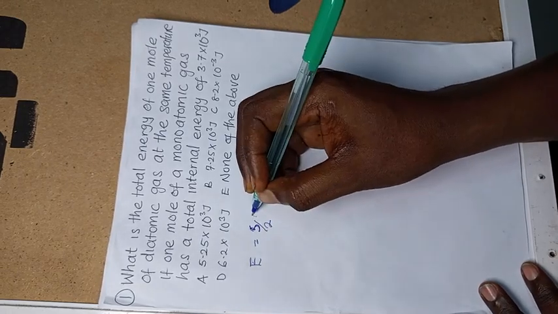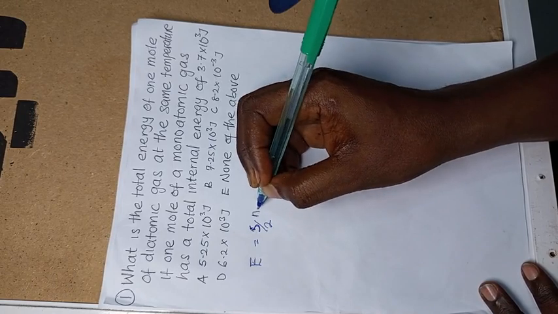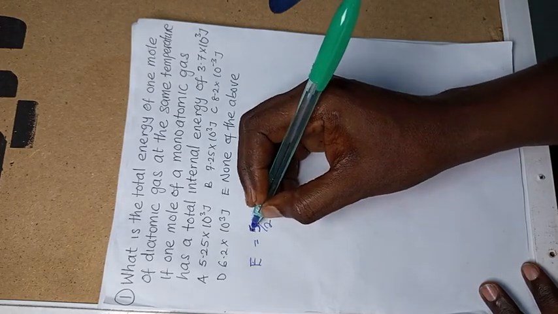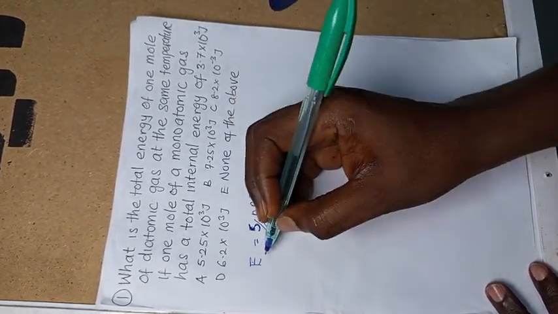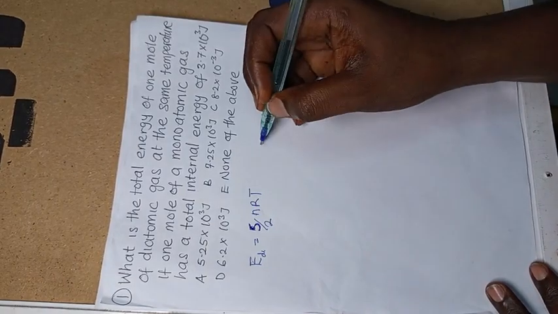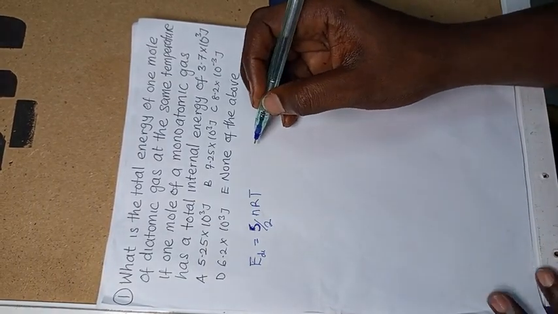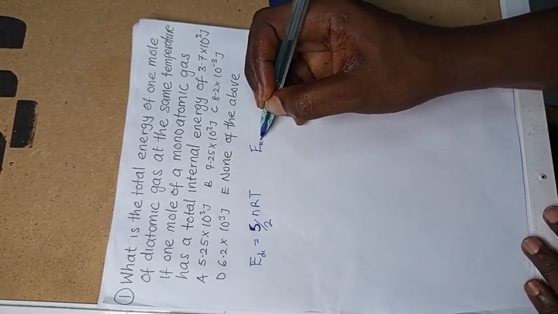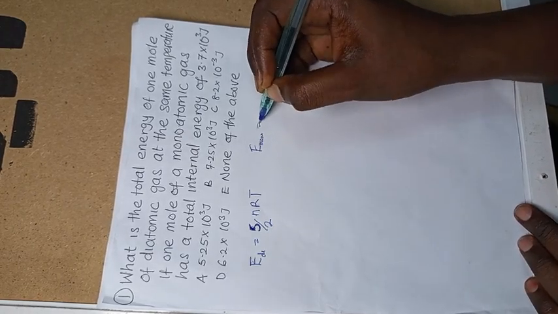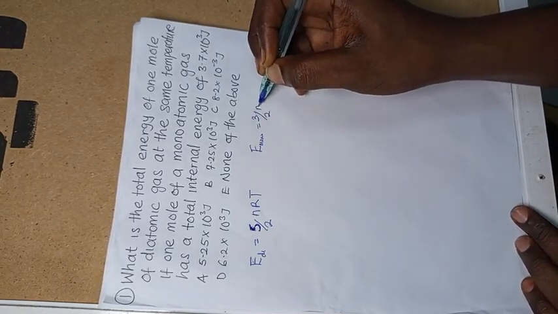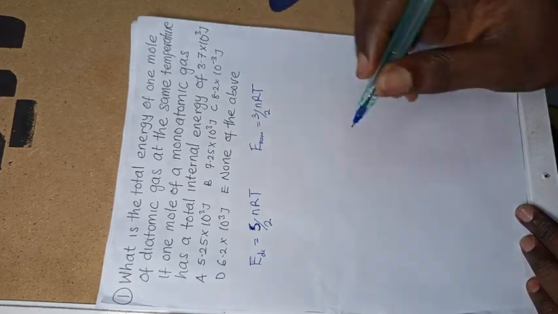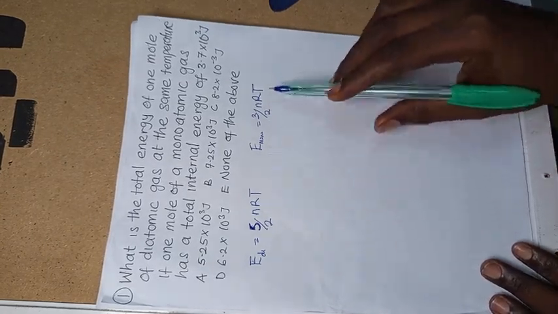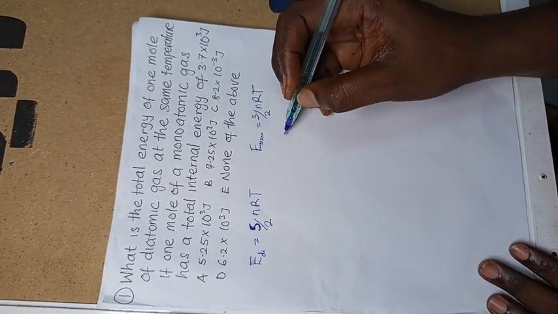5/2 nRT. This is for diatomic. Then for monoatomic gas, we have E mono equal to 3/2 nRT. Now, what I want to do is, since they have the same temperature, let's say this one will be what?